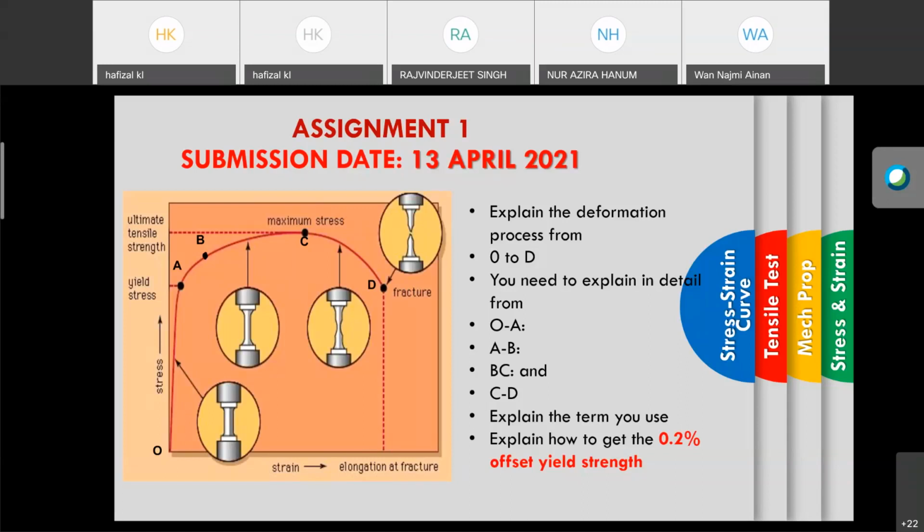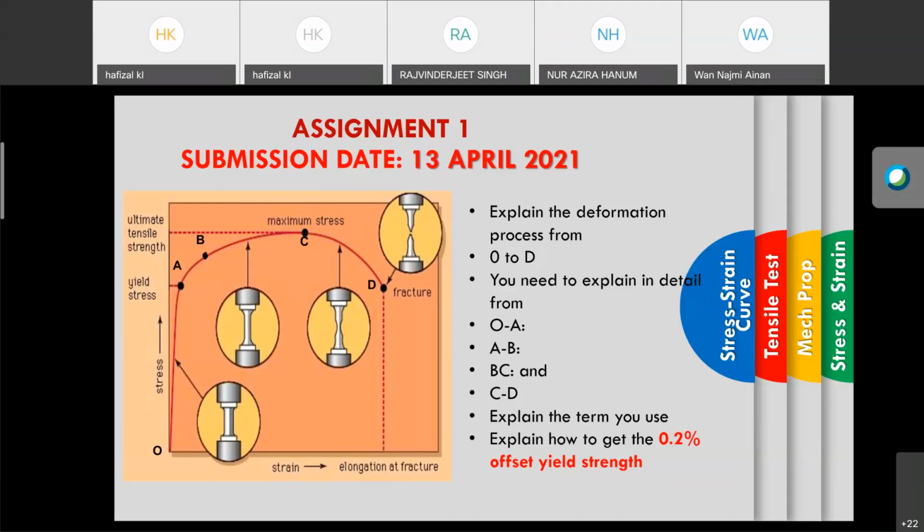So please produce this assignment 1. You need to submit by 13th of April 2021. Please produce it by using PowerPoint. It depends on you how many slides you want to produce, but I suggest that maybe 3 slides is enough. So any questions so far? Okay, maybe I will stop here, so you have time to search the information. Doctor, submit in PowerPoint or PDF format? PowerPoint. Okay, submit in PowerPoint.